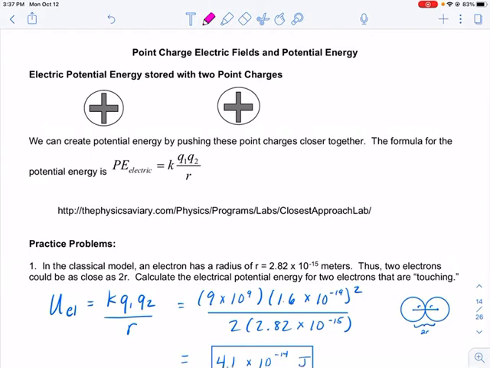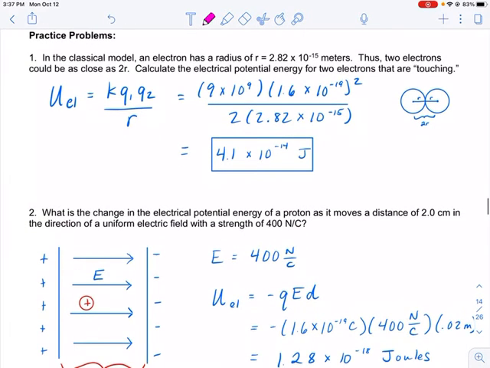The formula for the energy stored is this: PE electric, or U electric would be better, equals K times Q1 times Q2 over R. I've got 2 examples here. Here's one. In the classical model, an electron has a radius of 2.82 times 10 to the negative 15th meters. So 2 electrons could be as close as 2R. Calculate the electric potential energy for the 2 electrons that are quote-unquote touching.